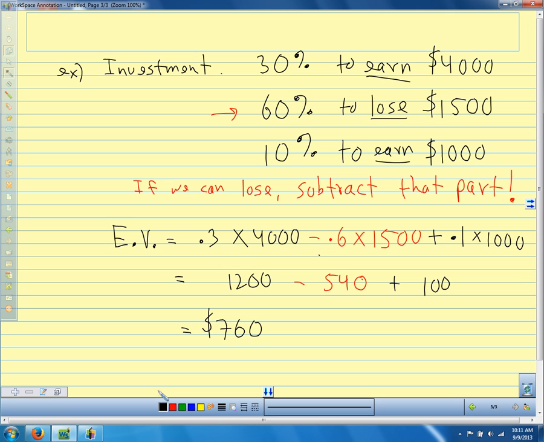Am I guaranteed if I make this investment to get $760? No. It's not a guarantee. It's what we think will happen in the long run based on these probabilities. We could earn more, we could earn less. But in the long run, we would think that it would be $760. Yes?